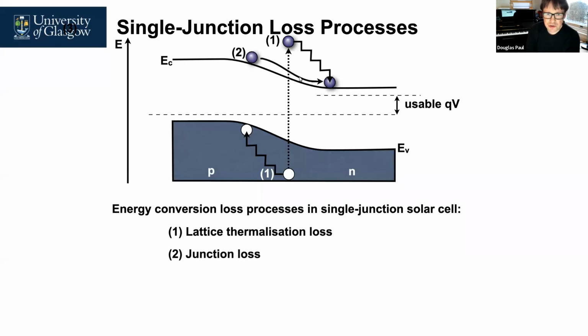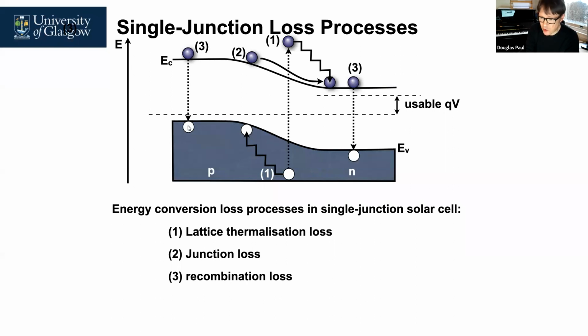We get junction losses. So scattering as an electron tries to move across the junction through the background doping or defects. We get some recombination. So some of the electrons may recombine with some of the holes. And again, they're lost to the electricity in the circuit, reducing the efficiency.